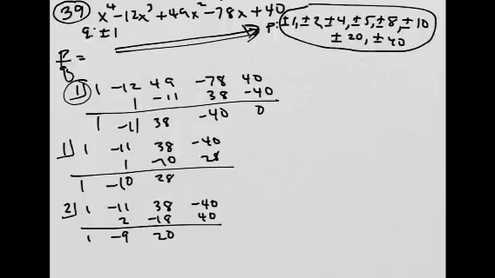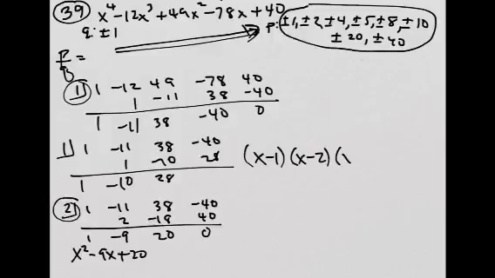This one worked. Good. So I found another 0. So this is x squared minus 9x plus 20, which factors of 20 are negative 4 and negative 5. So the complete factorization is x minus 1, x minus 2, x minus 4, x minus 5. So the zeros are 1, 2, 4, and 5.